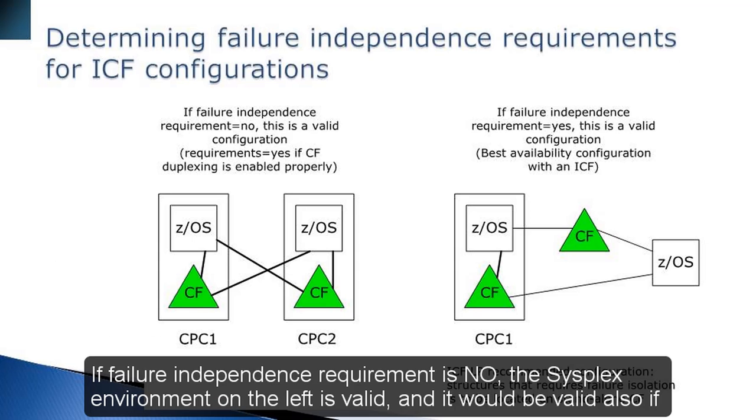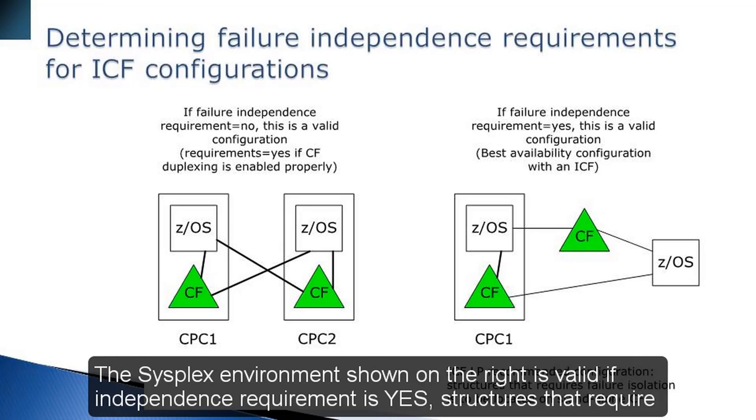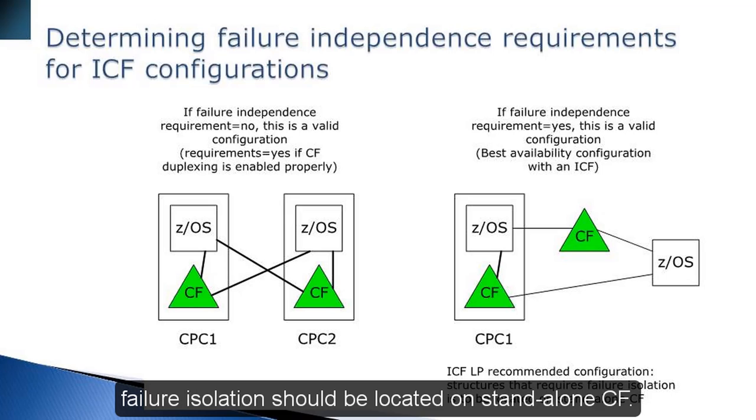If failure independence requirement is no, the Sysplex environment on the left is valid, and it would be valid also if independence requirement is yes, but CF duplexing is enabled. The Sysplex environment shown on the right is valid if independence requirement is yes. Structures that require failure isolation should be located on a standalone CF.